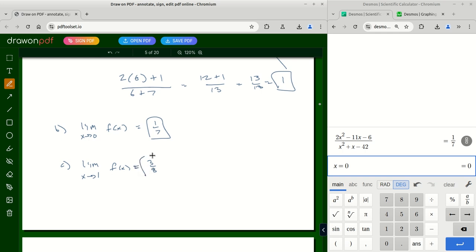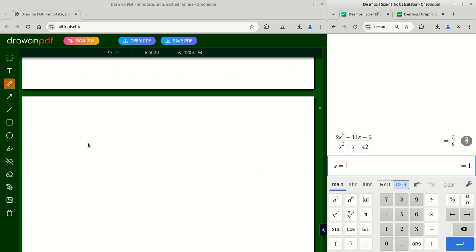3/8 for whenever I plug in a 1, because I already have it done. So I'm just looking at my answers over here. Okay, cool. I think that we only have 2 more questions in this section, so we're getting there.